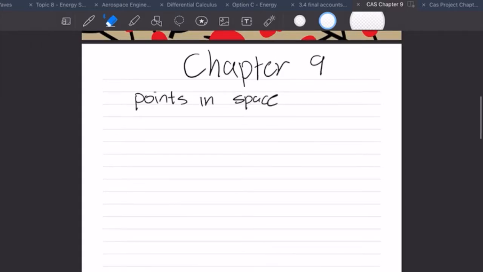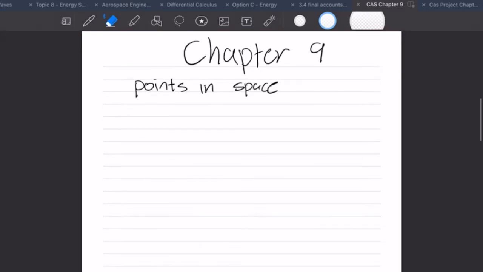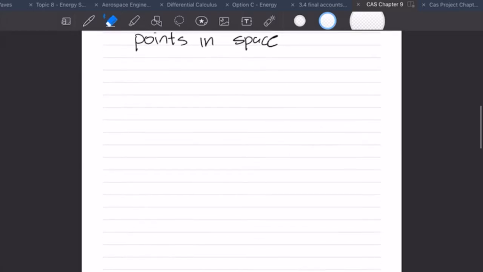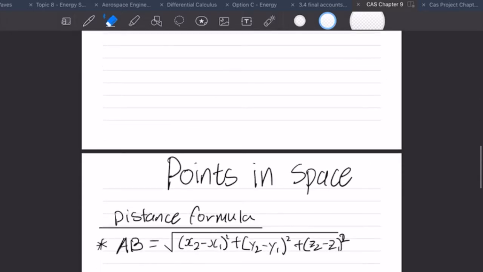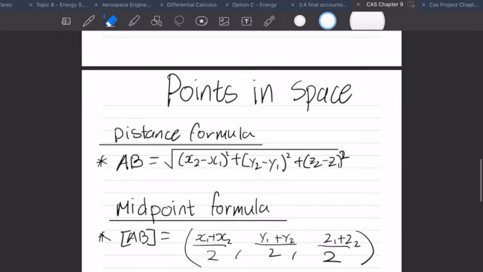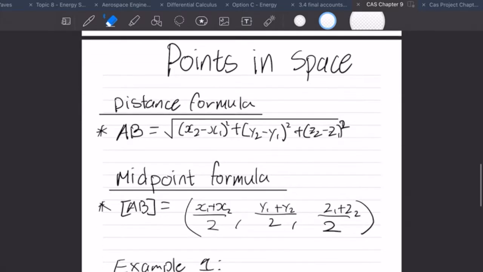Okay, in this video we'll be looking at chapter 9, which has one main subtopic, which is pointer space, where we'll look at two different formulas and use those formulas in many different scenarios. So that's the main thing you have to do in this chapter. The two formulas are the distance formula and midpoint formula. The distance formula is to find the distance between 2 points in a graph, and the midpoint is to find the middle of a line.